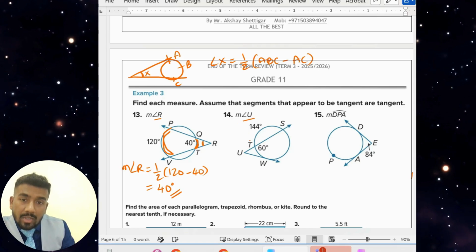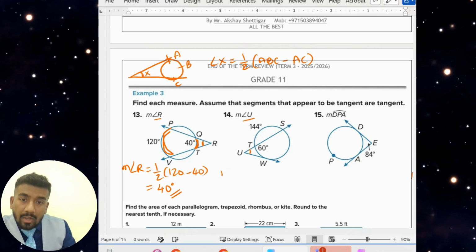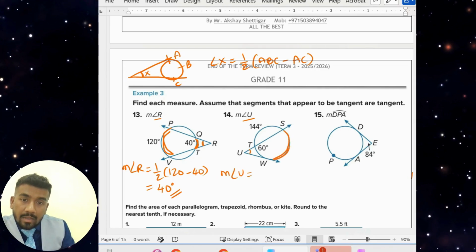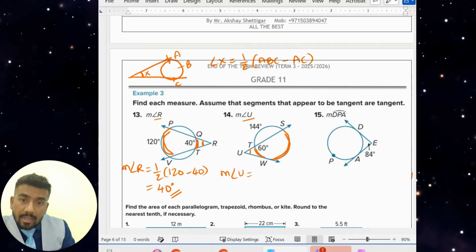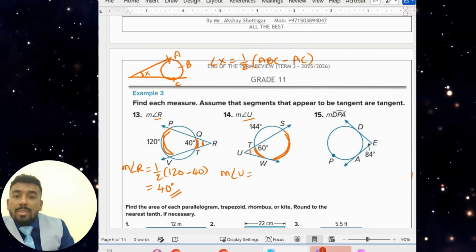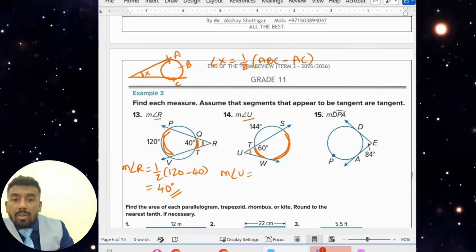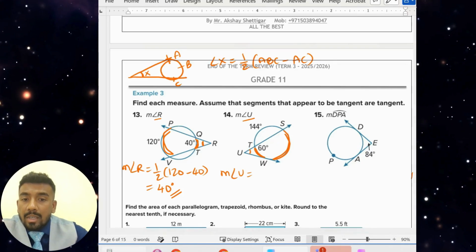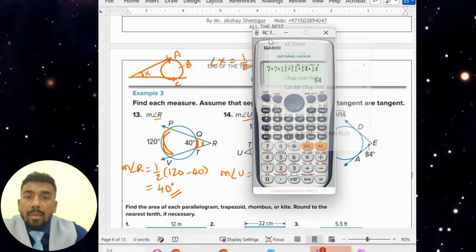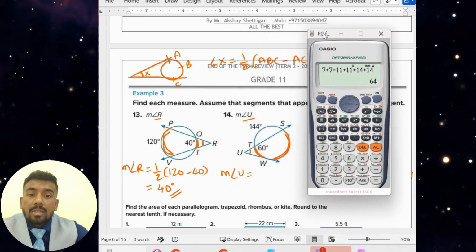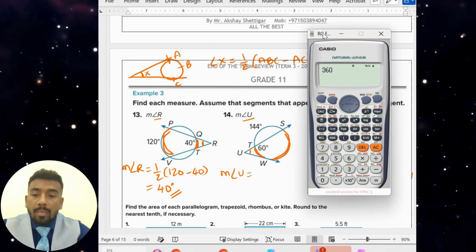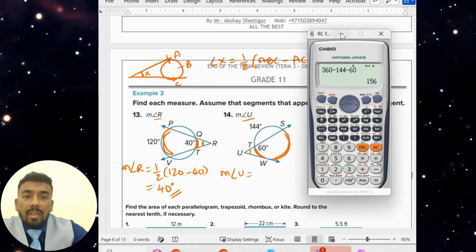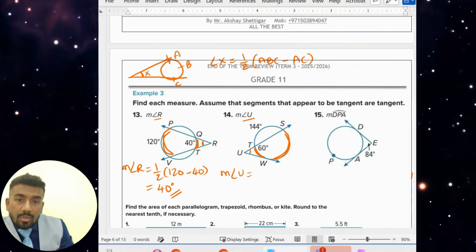Same here. What's the measure of angle U? To find the measure of angle U, it will be the outside arc minus the inside arc, that is 60. Now tell me, the total has to be 360, right? So this is 144, this is 60. How much will be the remaining? Do the subtraction from 360. So 360 minus 144 minus 60 is 156. So this will be 156.